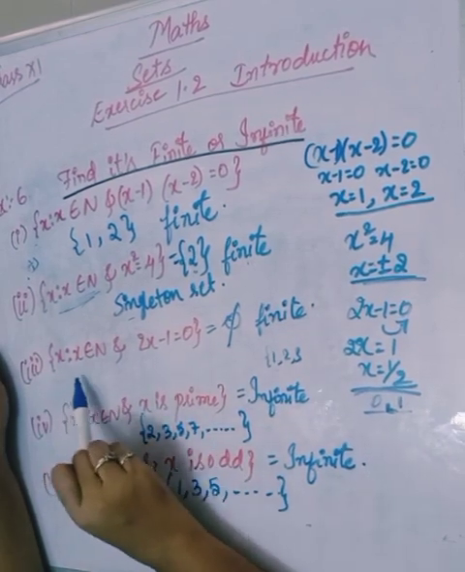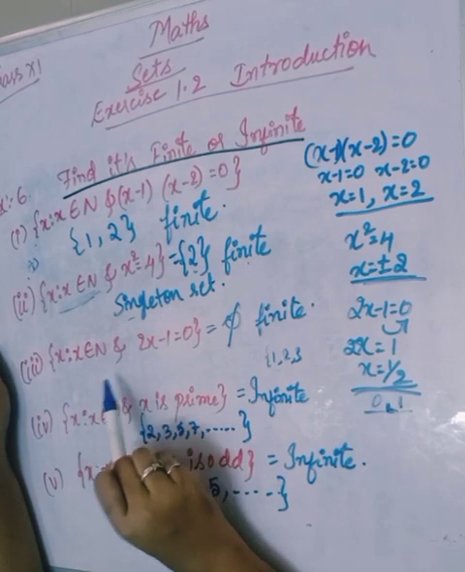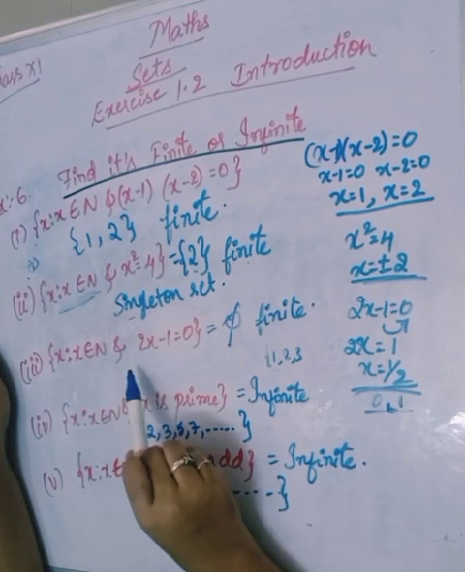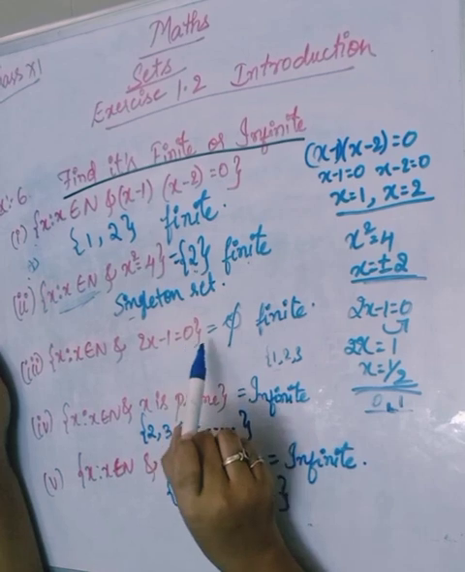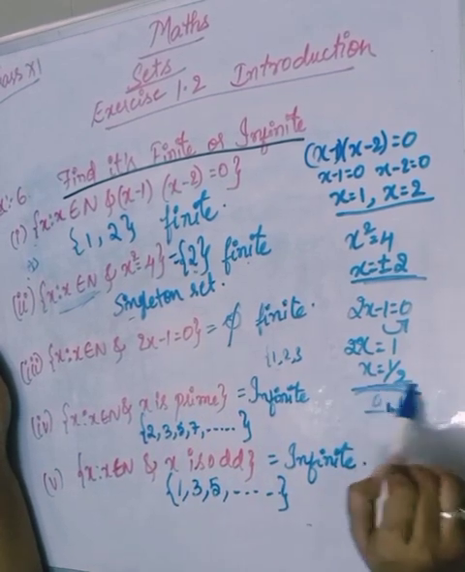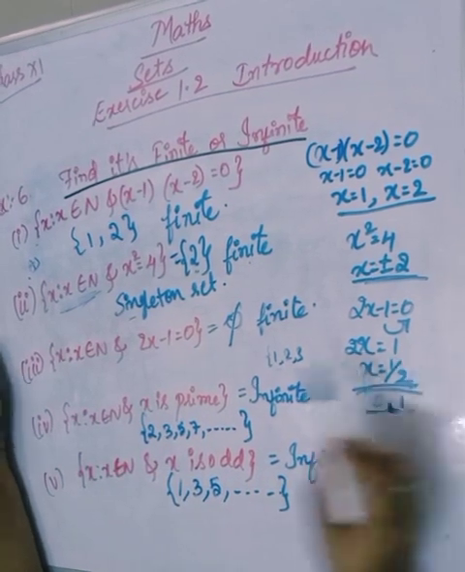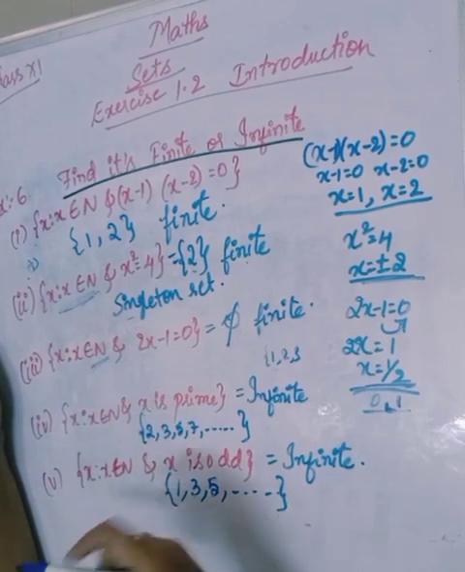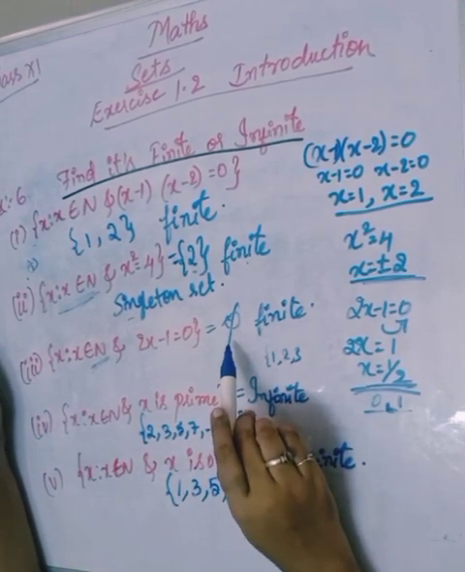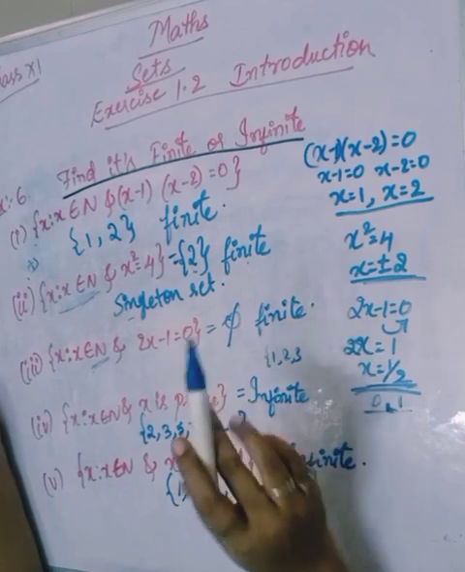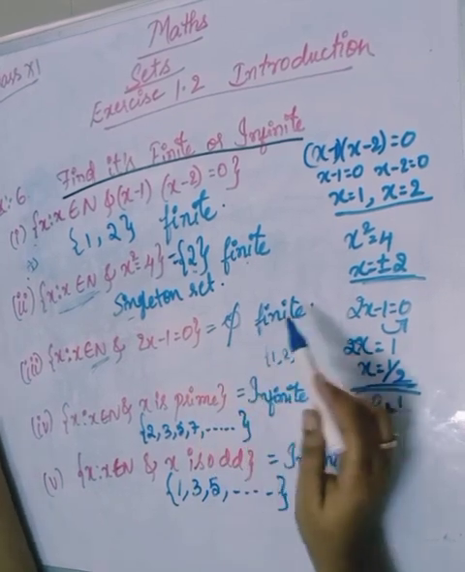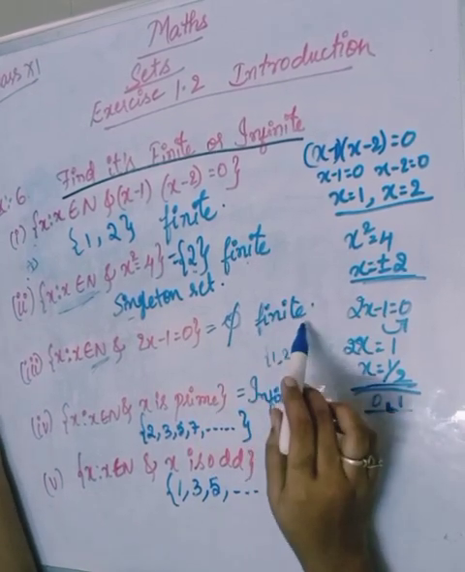So next one, x belongs to N, and 2x minus 1 is equal to 0. By solving, what did we get? X is equal to 1 by 2, but 1 by 2 won't come in our natural numbers. So therefore nothing is there, means we will write phi. Nothing is there, just mention it, phi. So phi means it's finite only, so therefore we will mention this is finite.